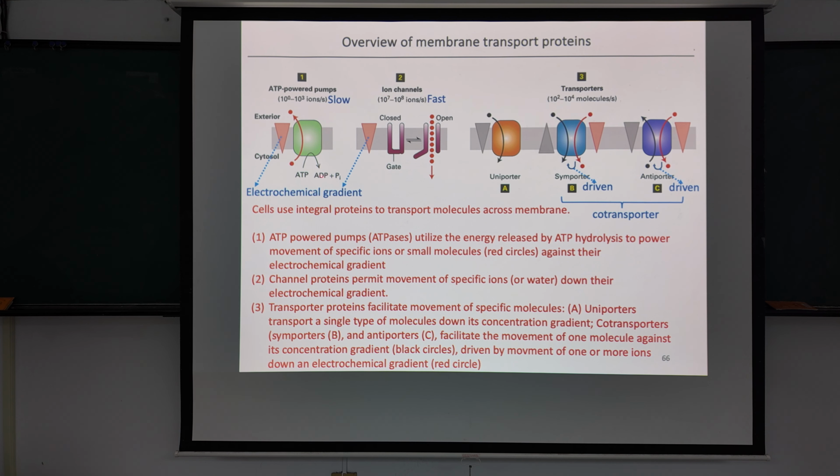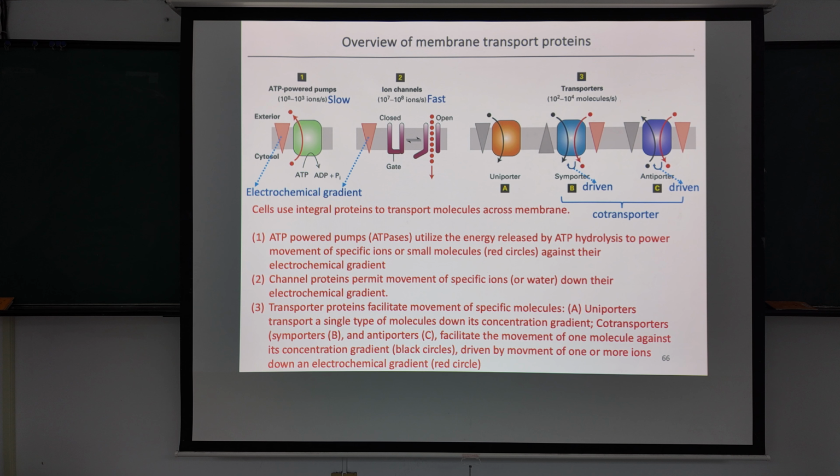Okay, so the ATP-powered pumps use ATP hydrolysis as an energy source to transport molecules against their electrochemical gradient. Okay, and the ion channels don't need energy. They just change their conformation and open a tunnel for molecules to transport, following their electrochemical gradient. They don't need energy.